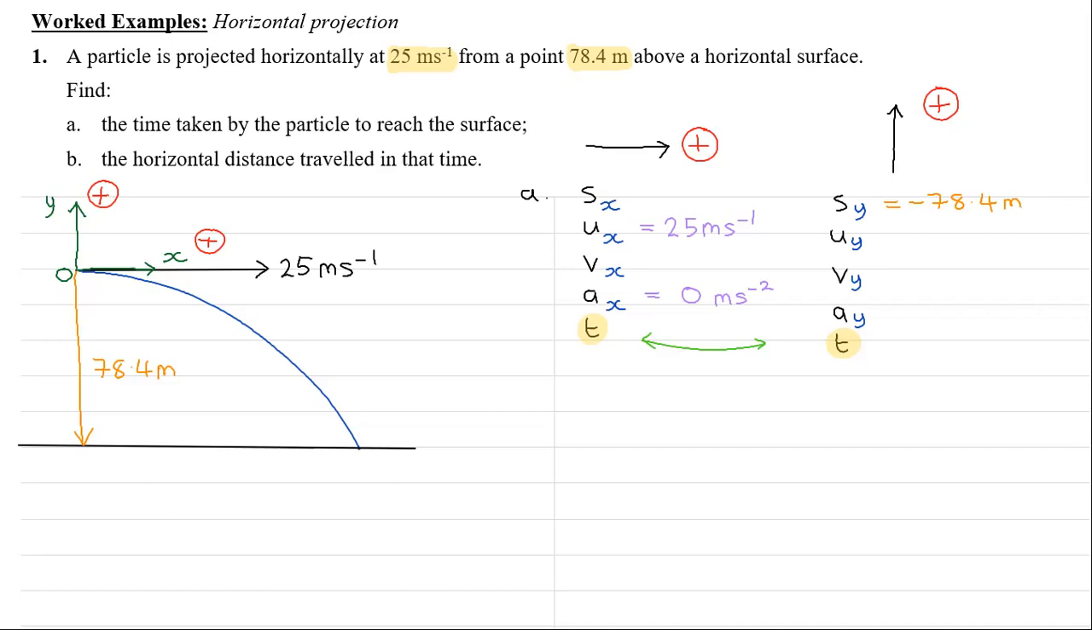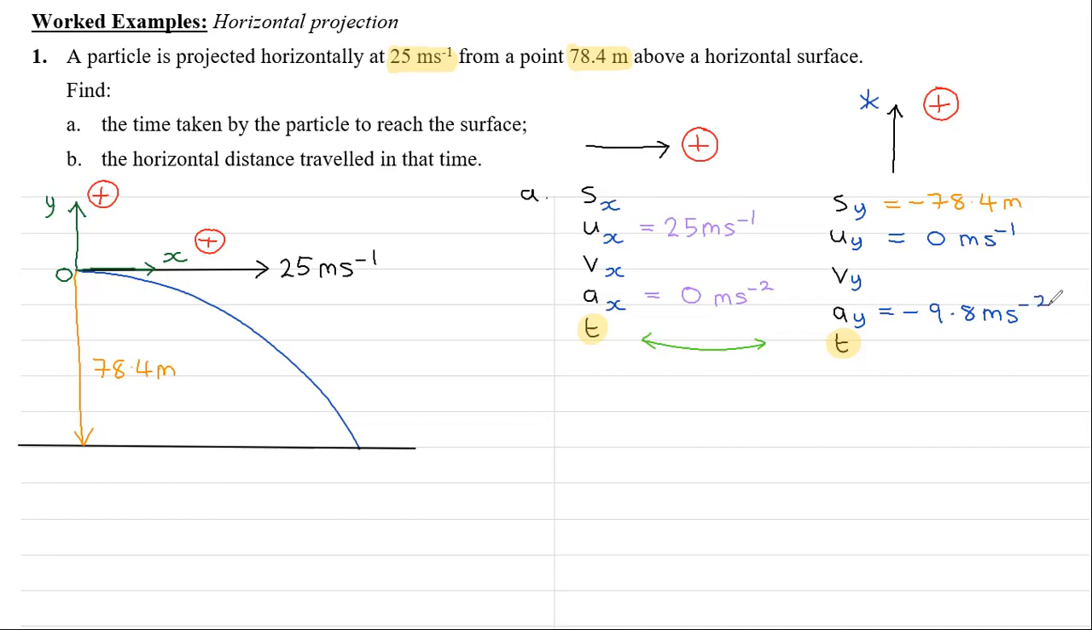Like I said, as long as you're consistent. For the next quantity, what do we know? Well, if we're traveling vertically and we were projected horizontally, there is no initial vertical velocity at all. It's as if it's falling from rest. So we can write that uy is equal to 0 meters per second. V we don't know, and the acceleration, because it's due to gravity and because I'm taking upwards as positive, that must be negative 9.8 meters per second squared.